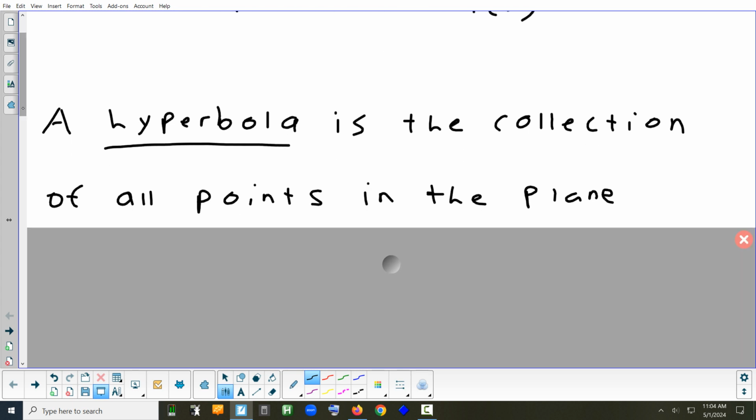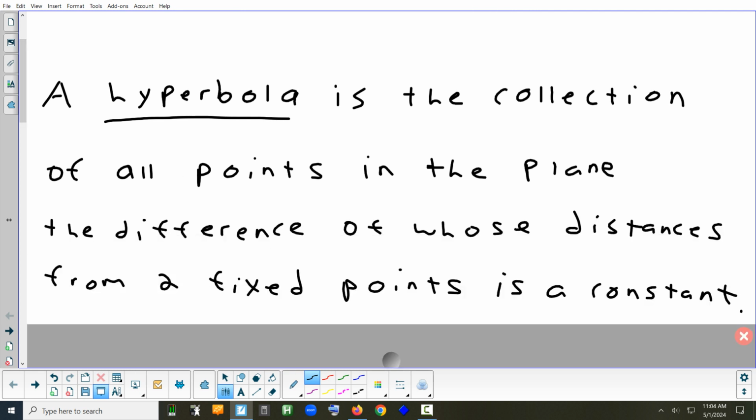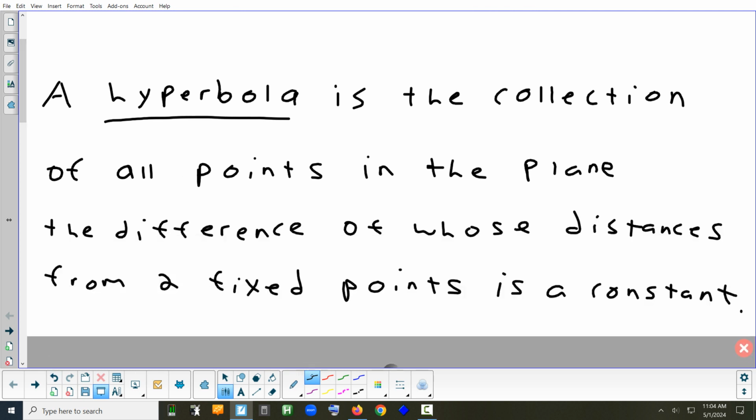And for an ellipse, we said that it was a collection of points in the plane such that the sum of two distances came out the same. Every word in this definition is the same, except that one. Instead of the sum of two distances being equal, it's the difference of two distances being equal.